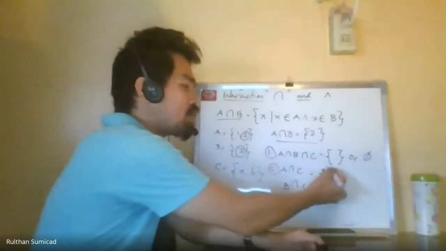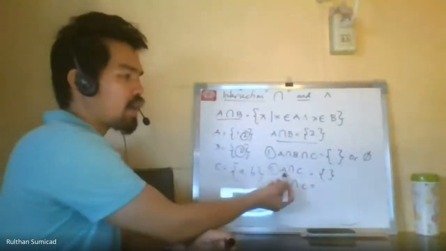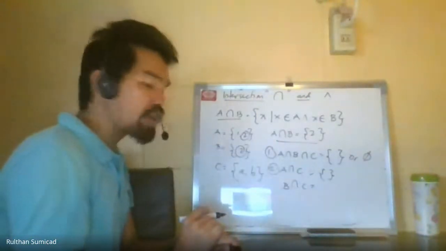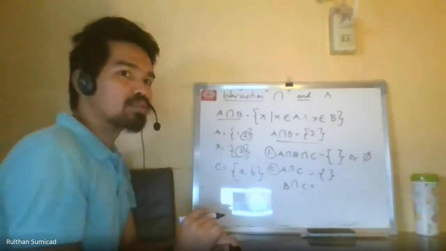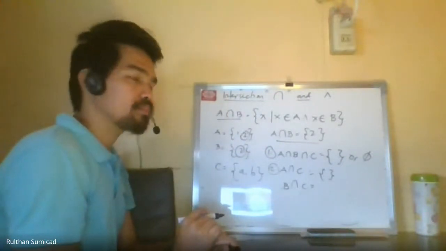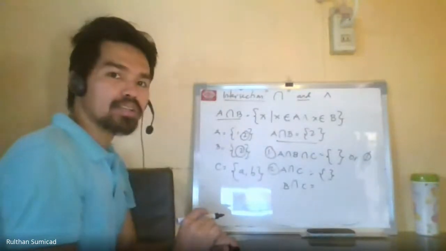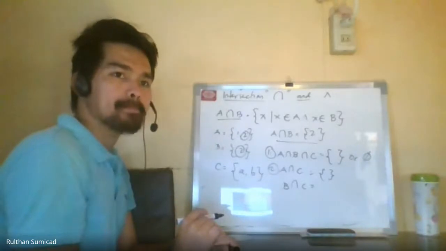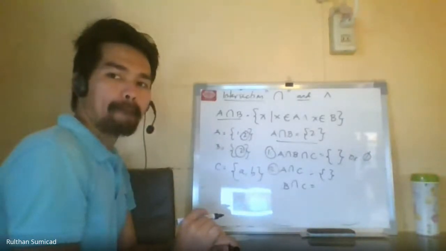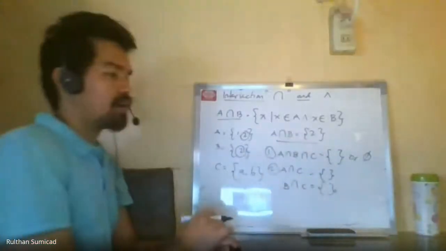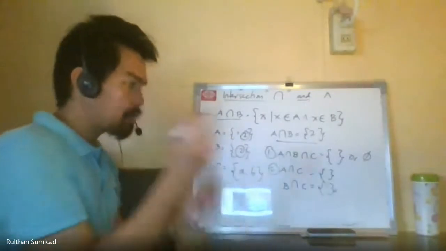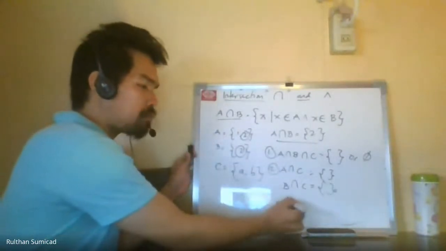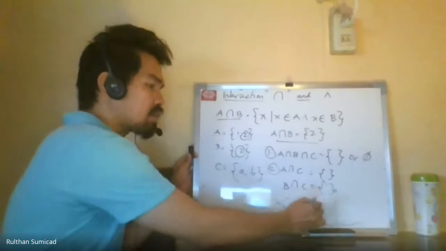What about number 2? The same, sir. Okay, the same scenario. This is also an empty set, because A and C do not share any common element. Therefore, their intersection is empty. What about B intersection C? Also empty, sir. It's also an empty set.